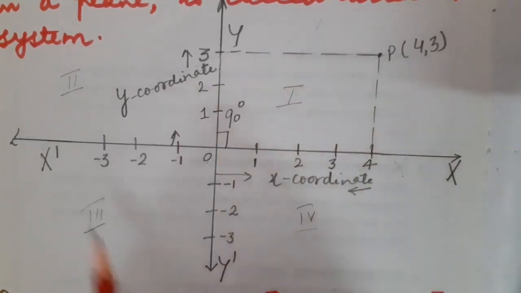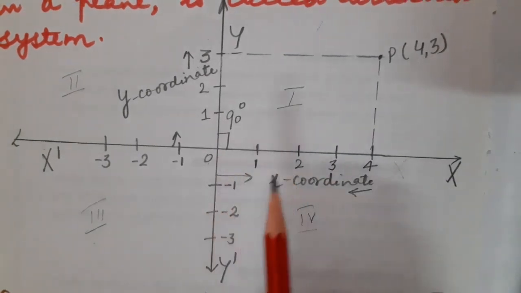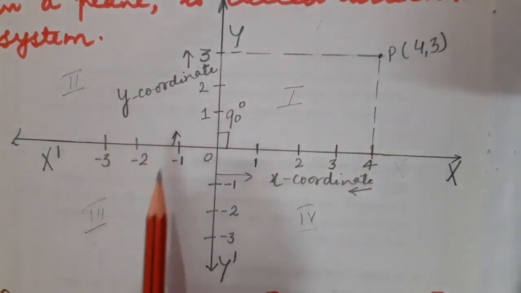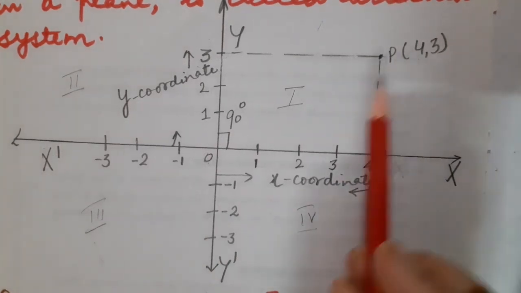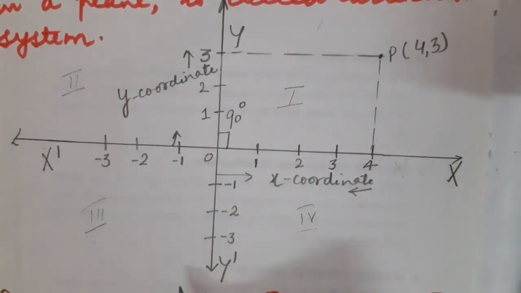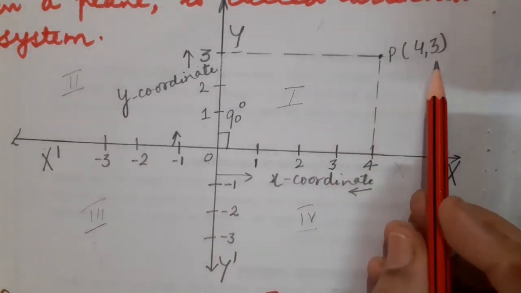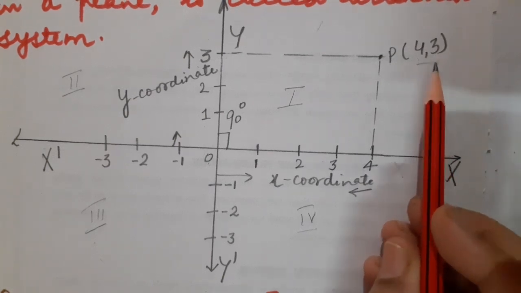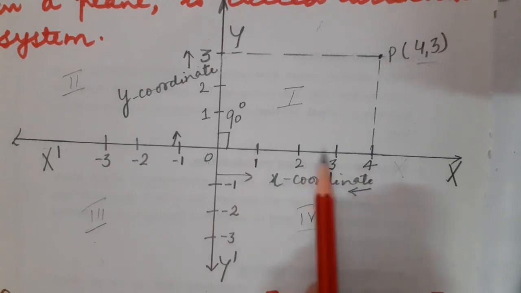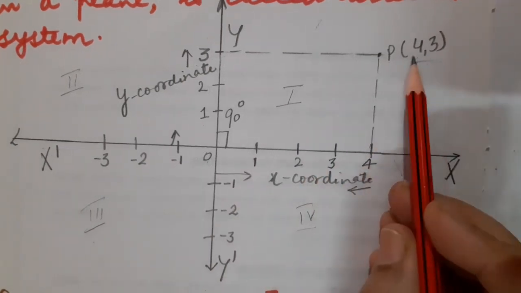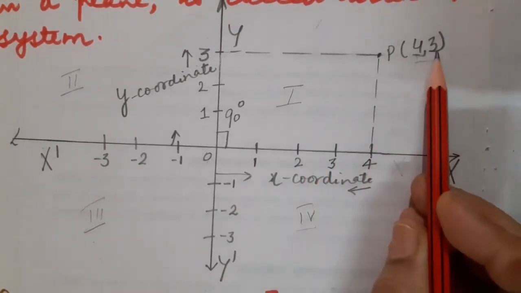So how should I locate it? Please be alert. To locate a point in the Cartesian plane, its perpendicular distance from the x-axis as well as from the y-axis is required. These distances are basically called the coordinates of the point. Each point in the Cartesian plane has two coordinates: one is the x coordinate and another is the y coordinate.